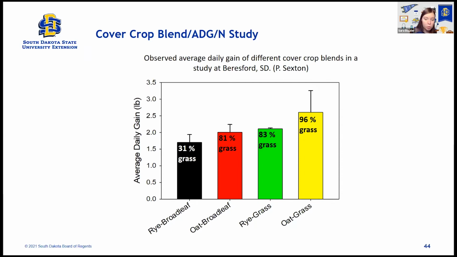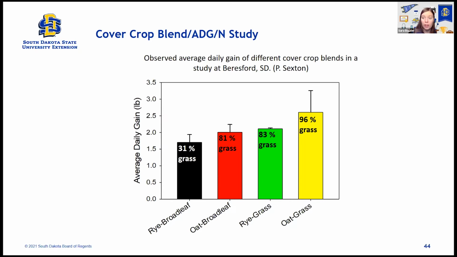It was 81% grass, so there was a lot more grass in that blend. And then the two grass blends, the one that had rye in it was real similar to that oat broadleaf blend. And the one that had oats and mainly grasses, 96% grasses, this is what was measured, had the best average daily gain of a little over 2.5, it looks like 2.6 or 2.7 there.